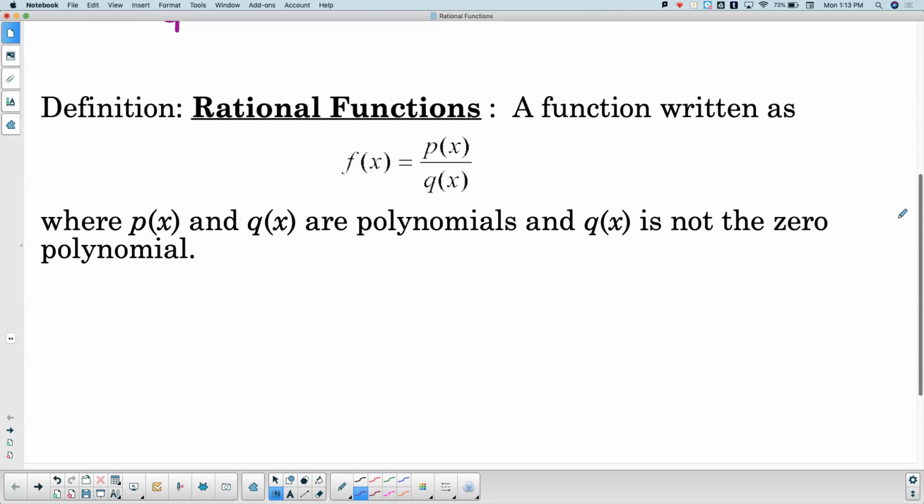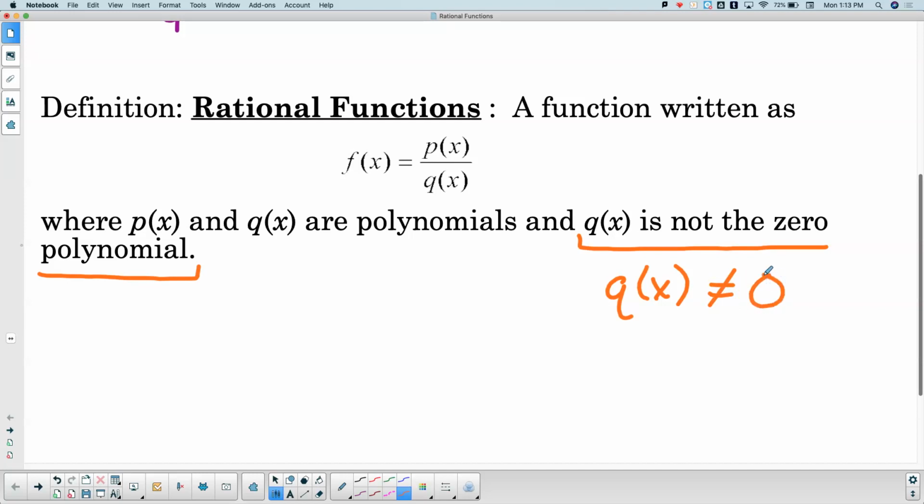P of x and q of x are polynomials. They're their own functions. Q of x is not the zero polynomial. It's basically saying q of x can't be 0. Why can't q of x be 0? And why does that matter?